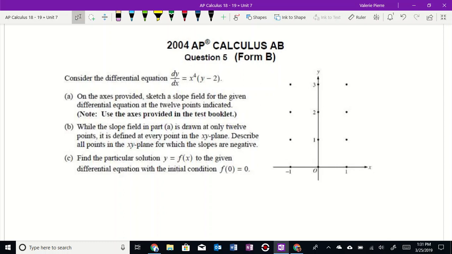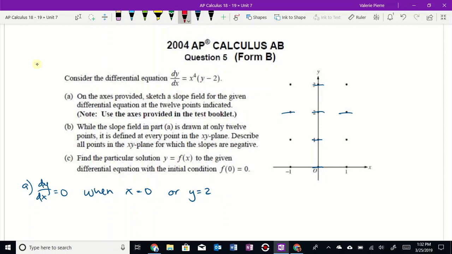Usually in these cases, the first thing they ask you to do is to sketch the slope field for the differential equation. So for part A, first thing I want to know is when dy/dx equals 0. And that occurs when x equals 0 or y equals 2. Those are my zeros.